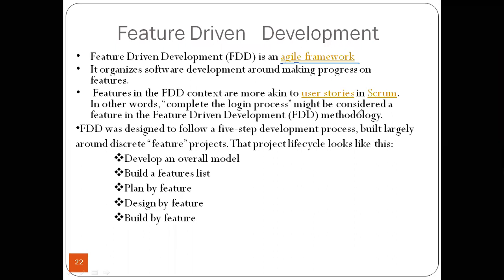We have already discussed two methodologies under agile. This is the third one. FDD is the third one. It organizes software development around making progress on features. So we are showing some progress or developing some features, and by that the total process can be achieved, isn't it?